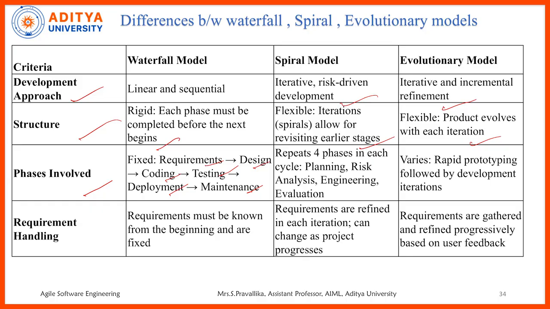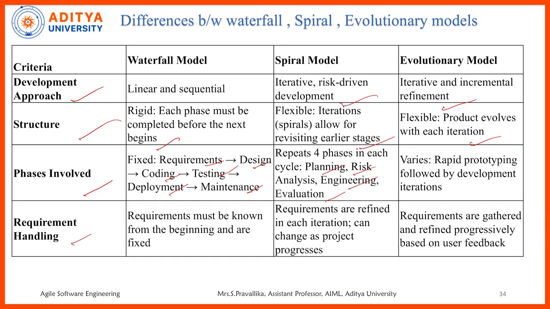Whereas in the spiral model, we have repetition of phases, where each phase has planning, risk analysis, engineering, and evaluation. In the evolutionary model, it varies: rapid prototyping followed by development iterations.